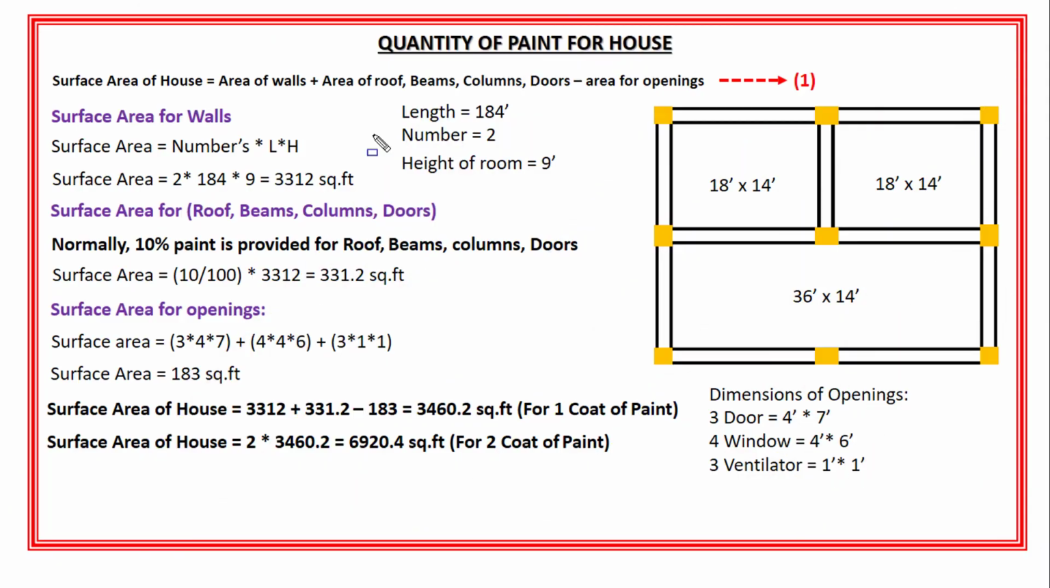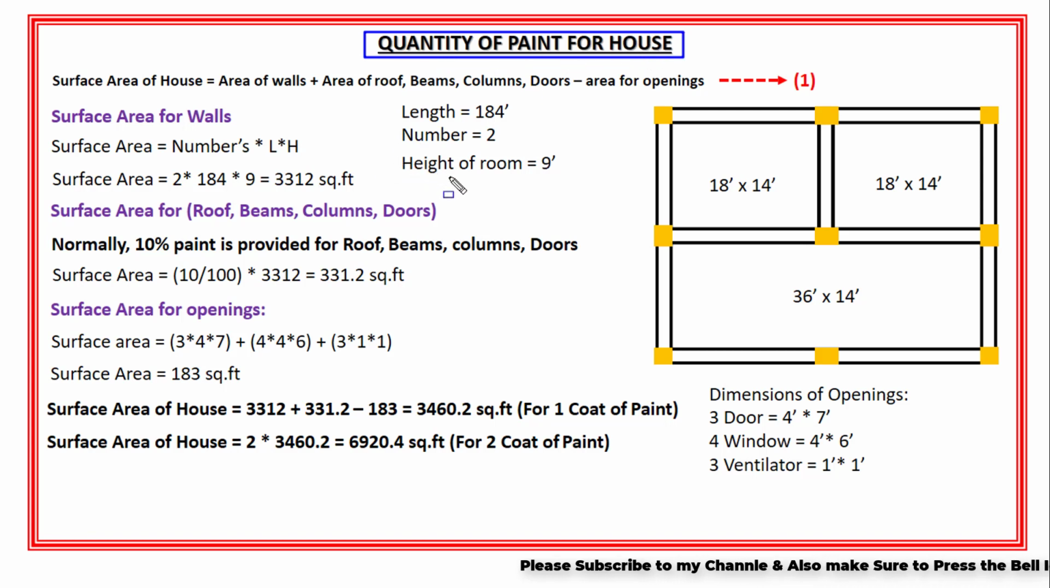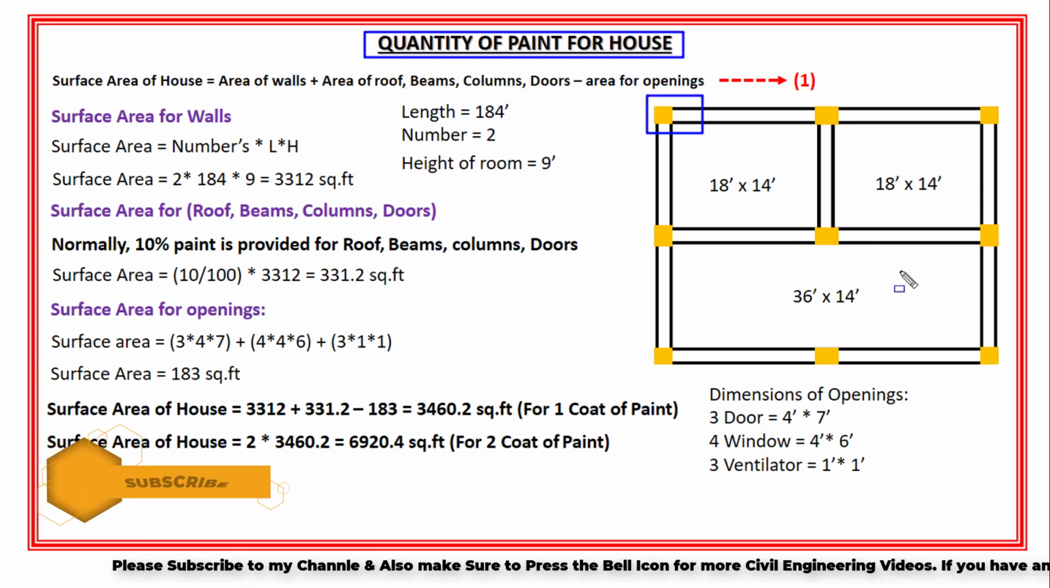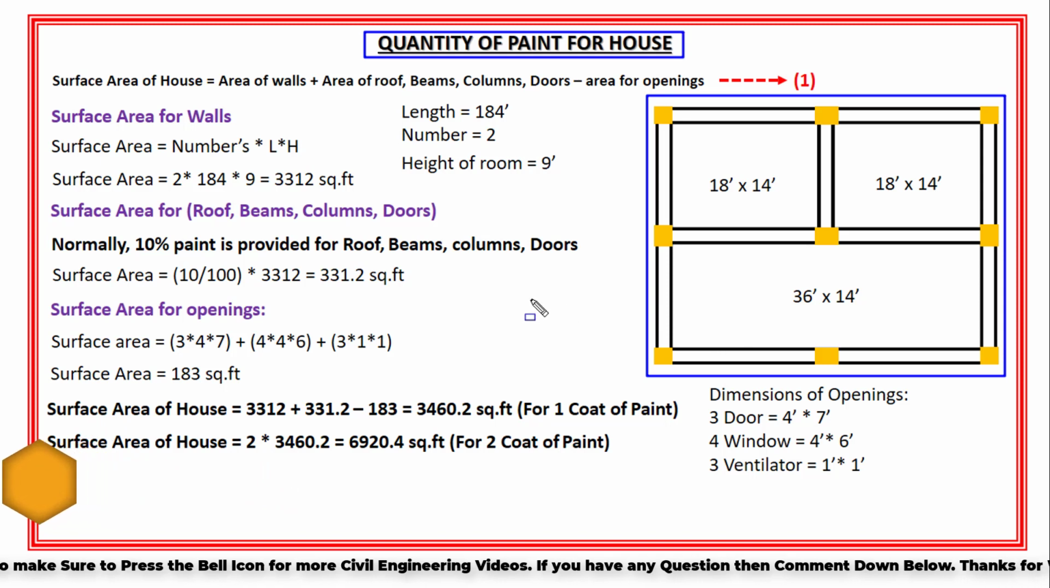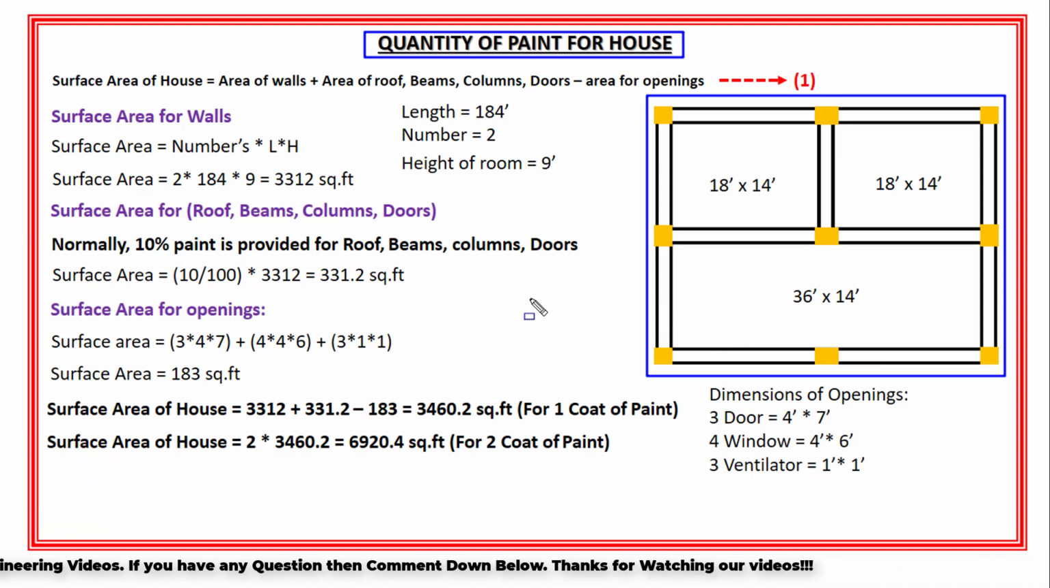So our topic in today's video is how to calculate the quantity of whitewash, paint or distemper for a house. Now the quantity of whitewash or paint depends on the surface area of the house. So in order to find out the total quantity of whitewash or paint, first I have to calculate the total surface area of the house, right?